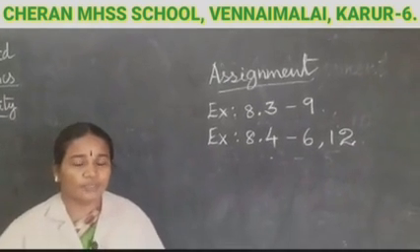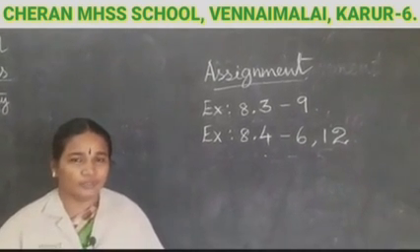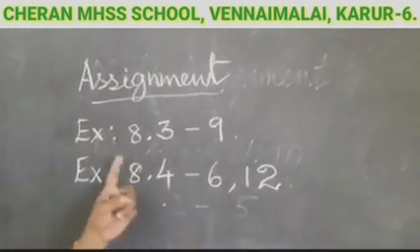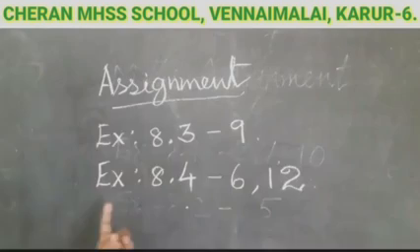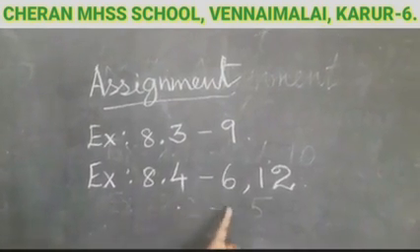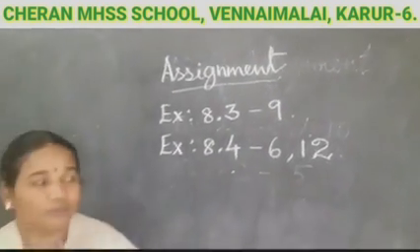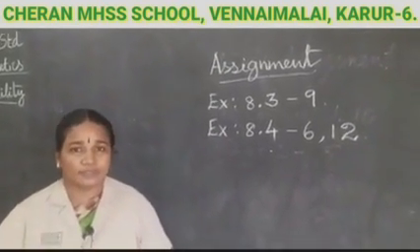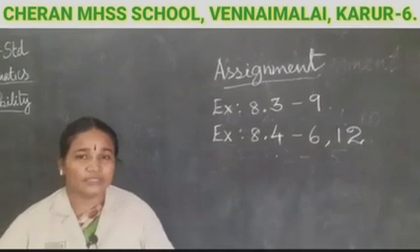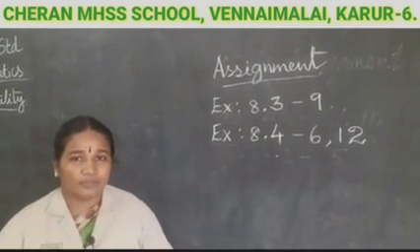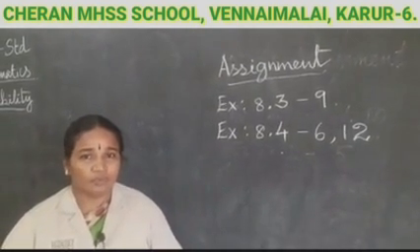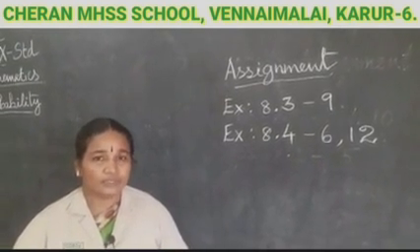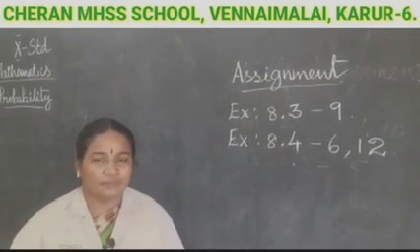I hope you have understood everything. Note down everything in your classwork note. Note down the assignment: Exercise 8.3, sum number 9. Exercise 8.4, 6th and 12th sum. Do the assignment and send us a single PDF. Don't send multiple images. Dear students, this is the easiest chapter, probability. From this you can score more marks. Concentrate well. Do all the sums, work them out and see. Revise all the sums. Thank you, students.